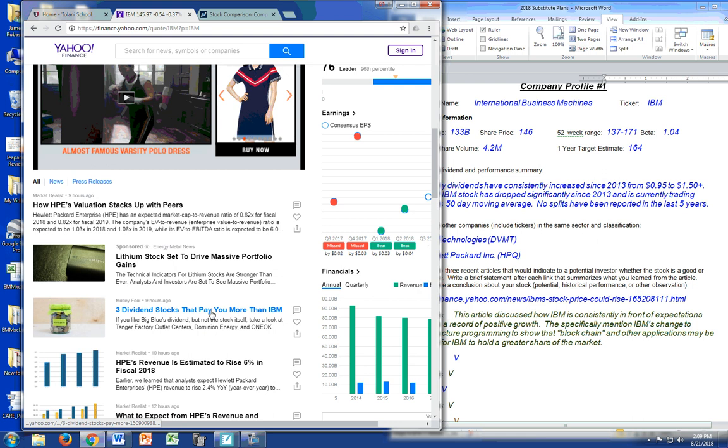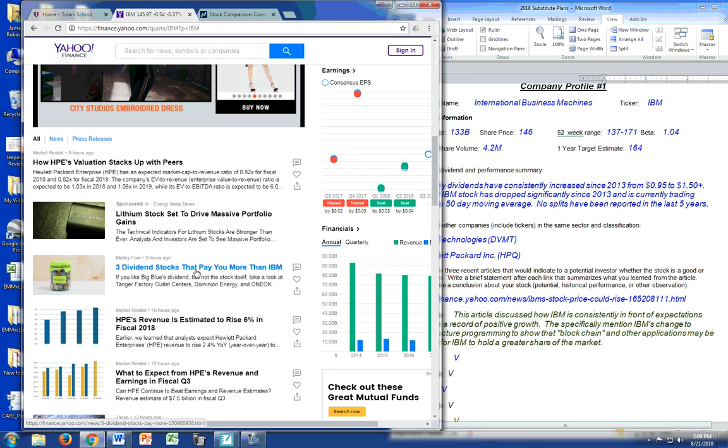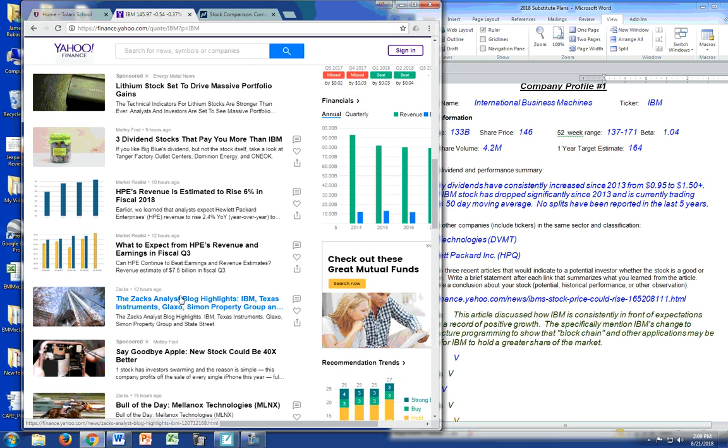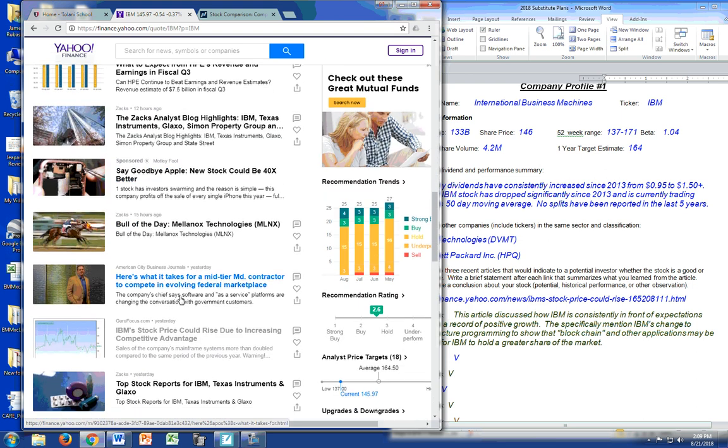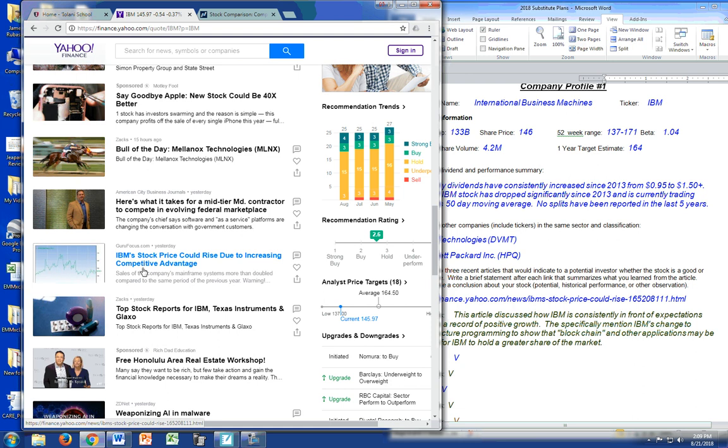I see "3 dividend stocks that pay you more than IBM." Oh, that might be interesting, but I'm kind of more interested in IBM, so that would be a good one to read to see if you still believe in some IBM stuff. Maybe not. I actually chose this one down here: "IBM stock price could rise due to increasing competitive advantage."